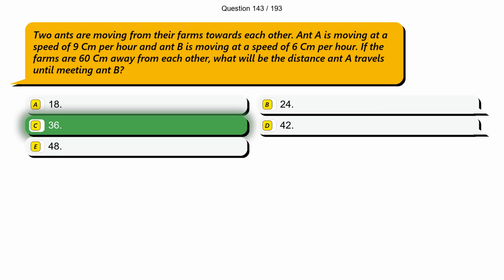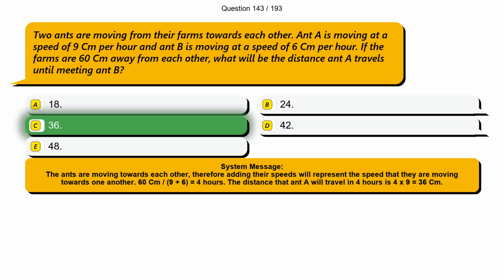The correct answer is option C, 36. The ants are moving towards each other, therefore adding their speeds will represent the speed that they are moving towards one another. 60 centimeters / (9 plus 6) equals 4 hours. The distance that Ant A will travel in 4 hours is 4 x 9 equals 36 centimeters.